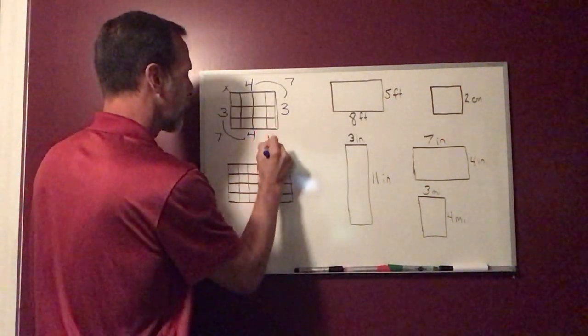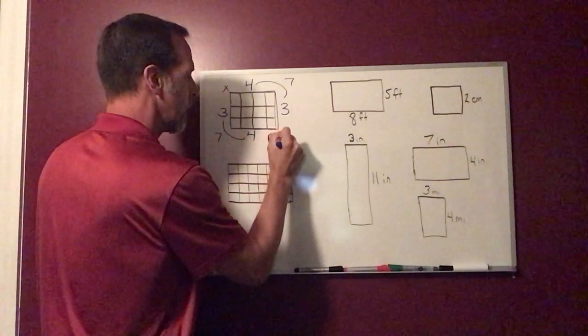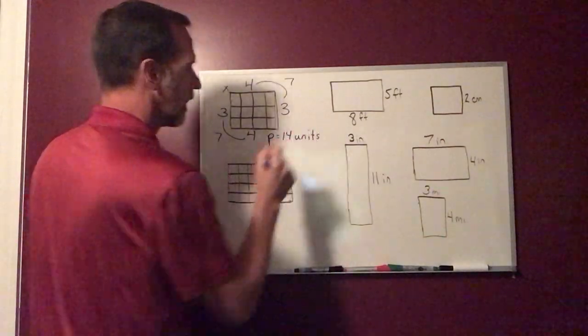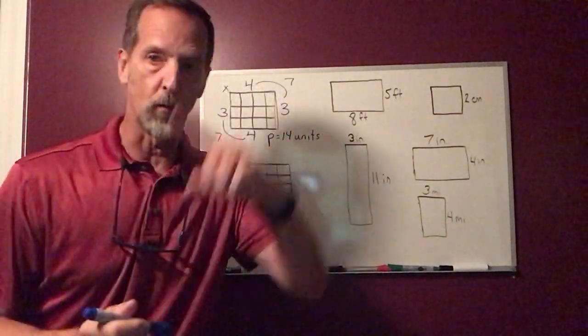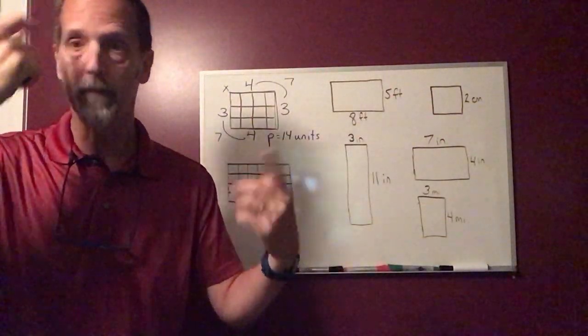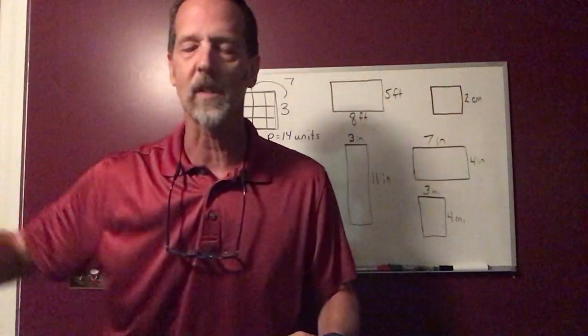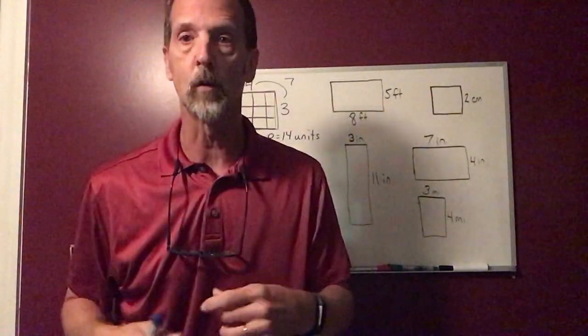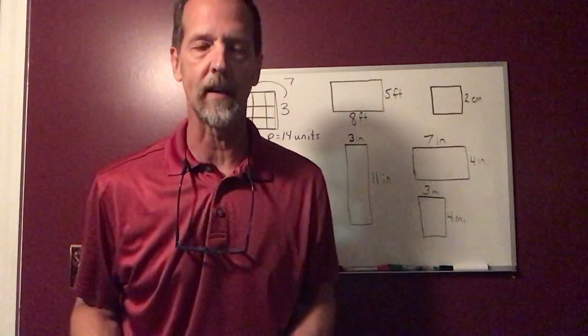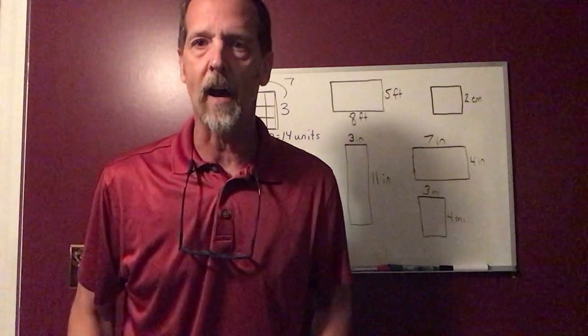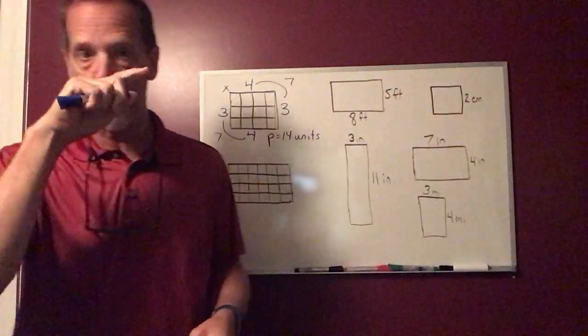So this has a perimeter. I'm going to put P here. P equals 14 units. The perimeter, around the outside. Okay, 14 units. Now, if perimeter goes around the outside, I told you the other word we were going to use was area. What do you think area is? If perimeter is the outside, area is the inside. Yes, area is the inside.